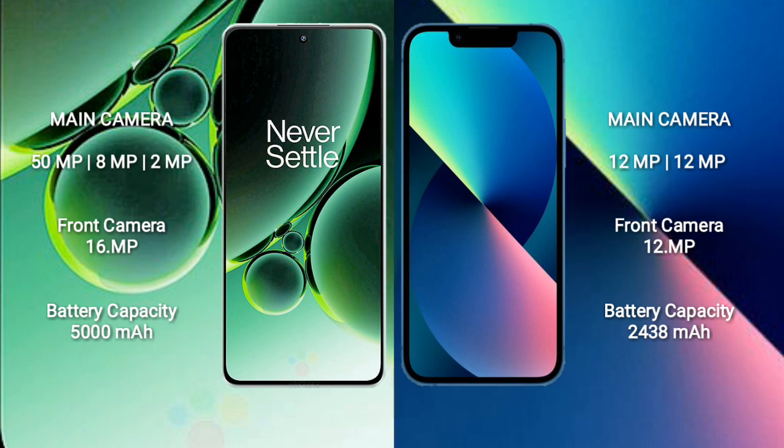OnePlus Nord 3 has a 5000mAh battery, 80W fast charging support. iPhone 13 mini has a 2438mAh battery, 20W fast charging support.